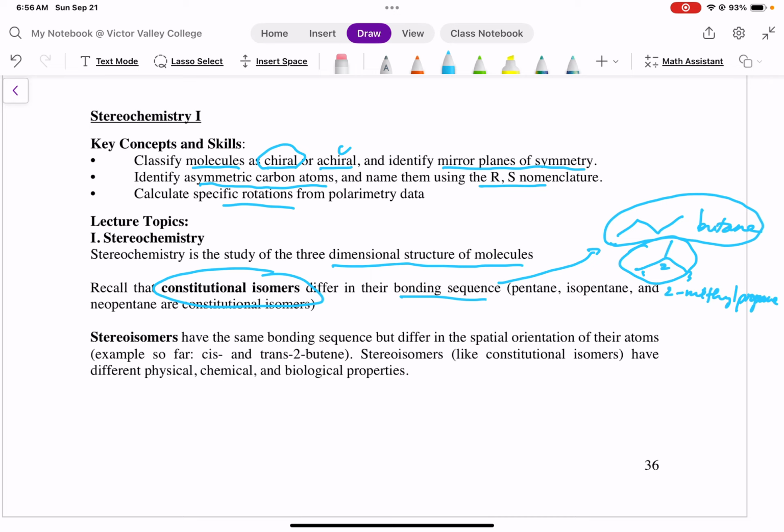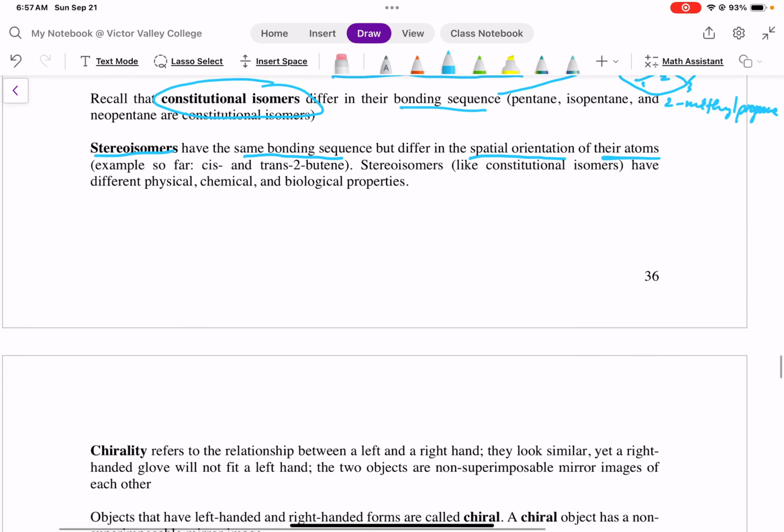Okay, now we're done with that, right? Now we're talking about stereoisomers. Everything is the same bonding sequence, only different spatial orientations of their atoms. Okay, so what are we talking about?